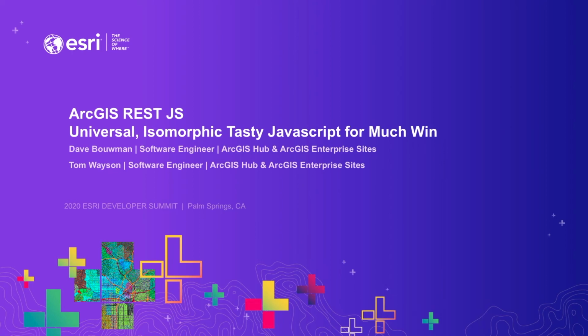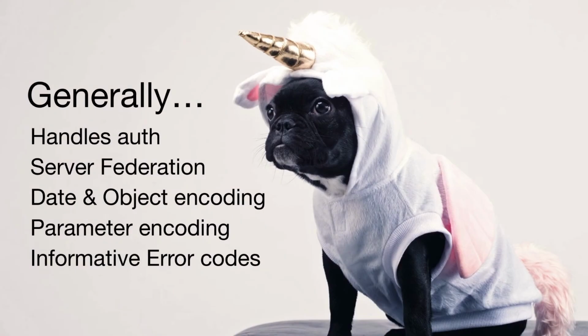I'm Dave Bowman, and today we're going to be talking about this library that we've built over the last 3 years called ArcGIS Rest JS, which is a JavaScript library for communicating with the various Esri backend APIs. So let's dive into it.